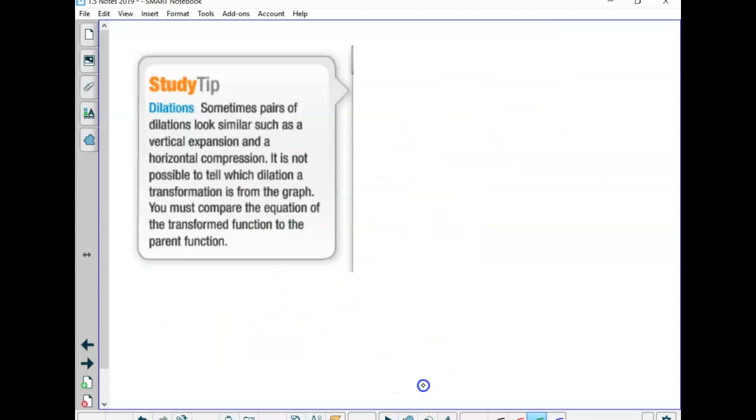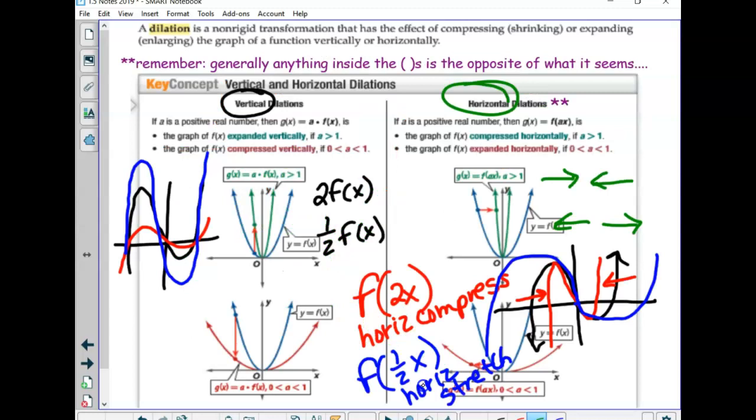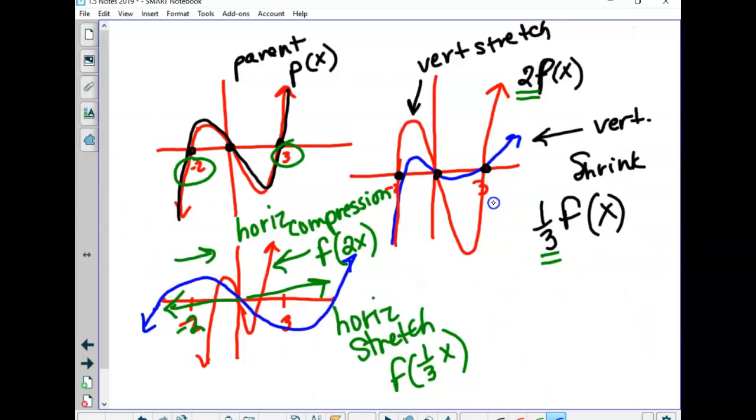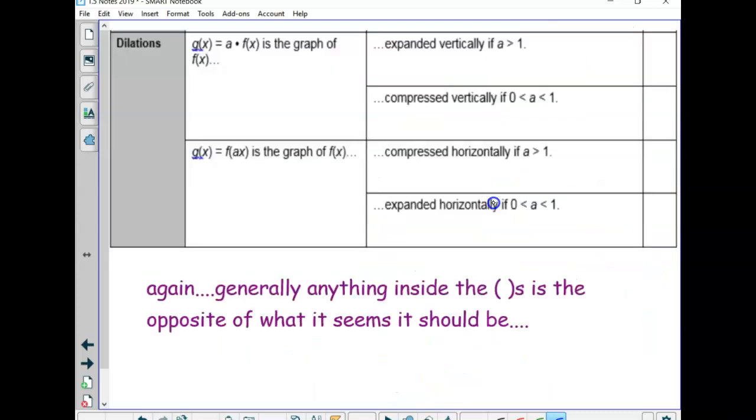All right, dilations can be very misleading. That's why I don't like this example, because to me, this green one that they're talking about is a vertical stretch, looks exactly like this green one over here that's a horizontal compression. Okay, parabolas are very hard to tell. All right, we're writing this in our notes quickly. Expanded vertically if A is greater than 1.